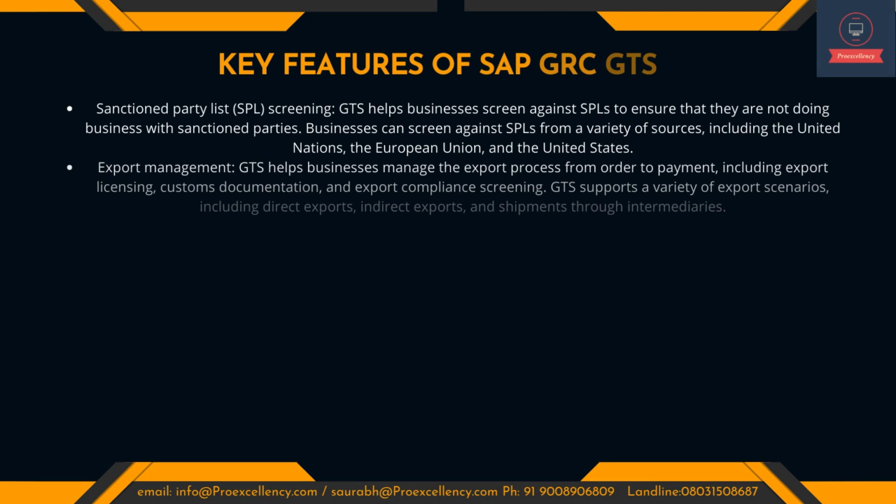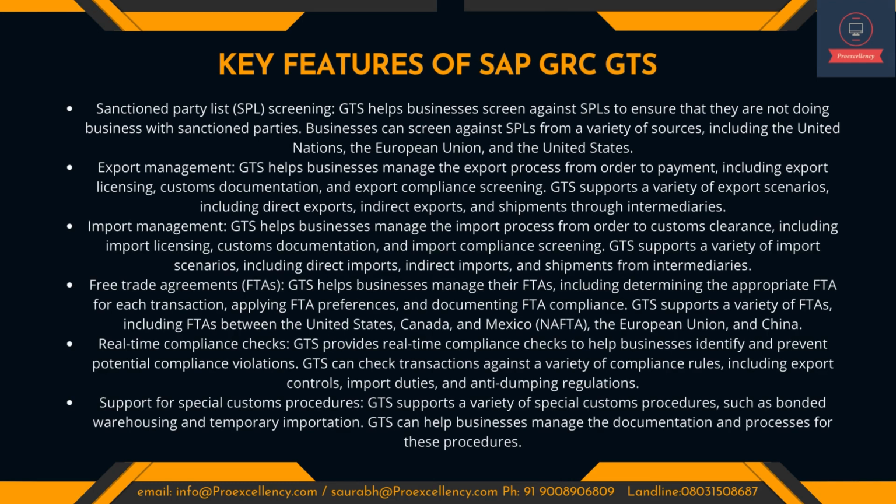Key features of SAP GRC GTS. Sanction Party List (SPL) screening. GTS helps businesses screen against SPLs to ensure that they are not doing business with sanctioned parties. Businesses can screen against SPLs from a variety of sources, including the United Nations, the European Union, and the United States.